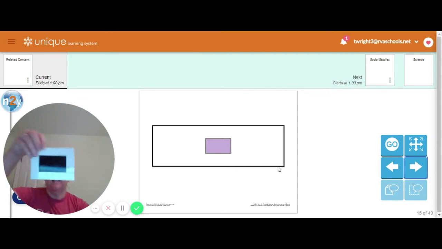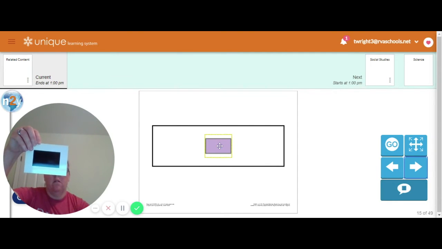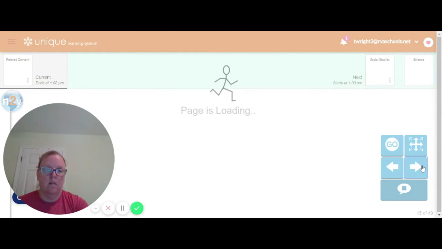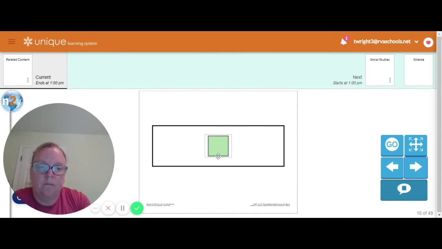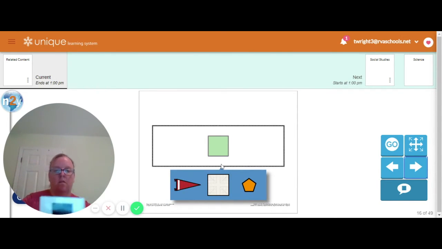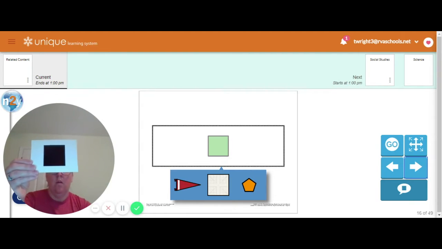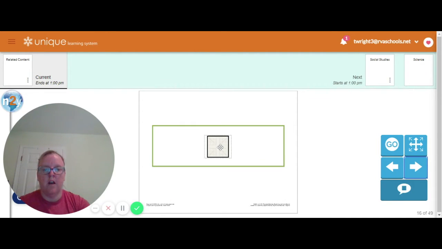Then we have the rectangle. Rectangle. Then we have the square. Square. Which one of these looks like a square? Can you match it? Point to it. This one is the square. Nice job. All right, let's go back.